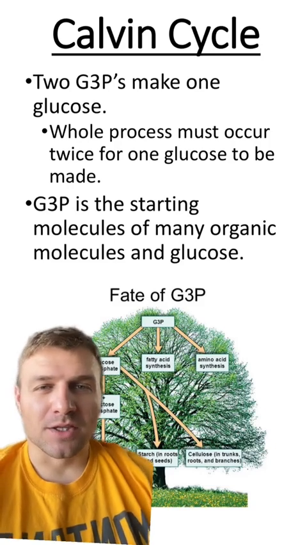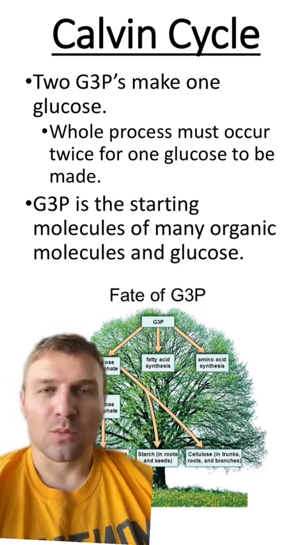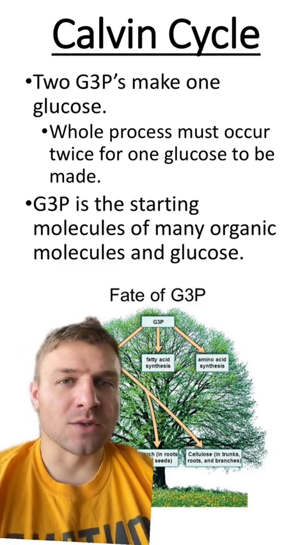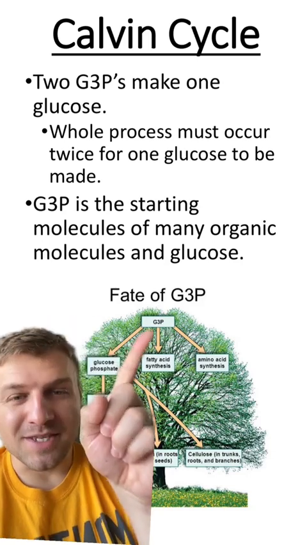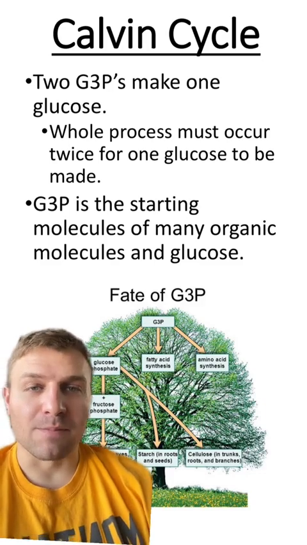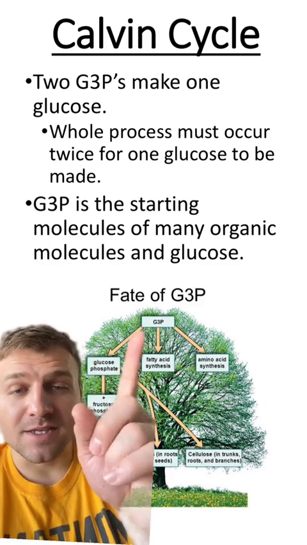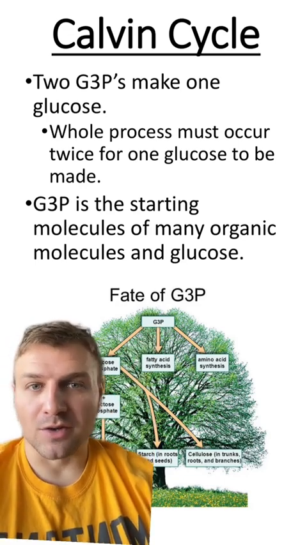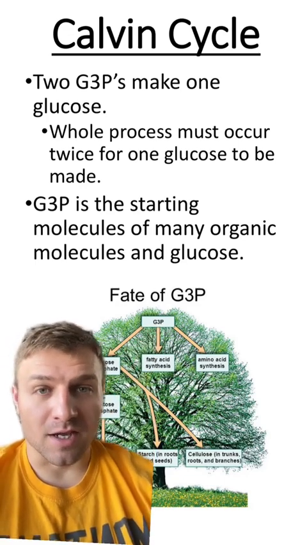These G3P molecules are going to be very versatile, which means they can be made into a bunch of different molecules. You can actually take 2 of these molecules and make 1 glucose out of them. But these G3P molecules can be made into a host of other molecules that the plants are going to need. So basically, these G3P molecules are kind of like the building blocks of other molecules like glucose and fatty acids. And it's the main product of the Calvin cycle.